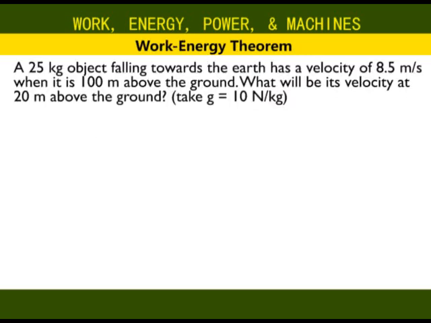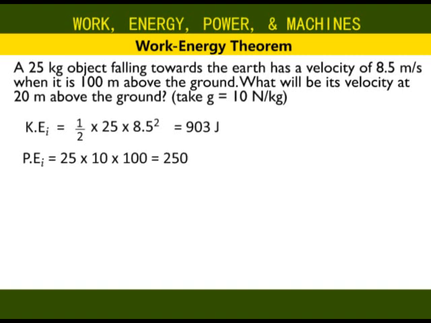For example, a 25 kilogram object falling towards the earth has a velocity of 8.5 meters per second when it's 100 meters above the ground. What will be its velocity at 20 meters above the ground? So, the initial kinetic energy is equal to a half times 25 times 8.5 squared. That gives us 903 joules. Initial potential energy, 25 times 10 times 100 gives us 25,000 joules.